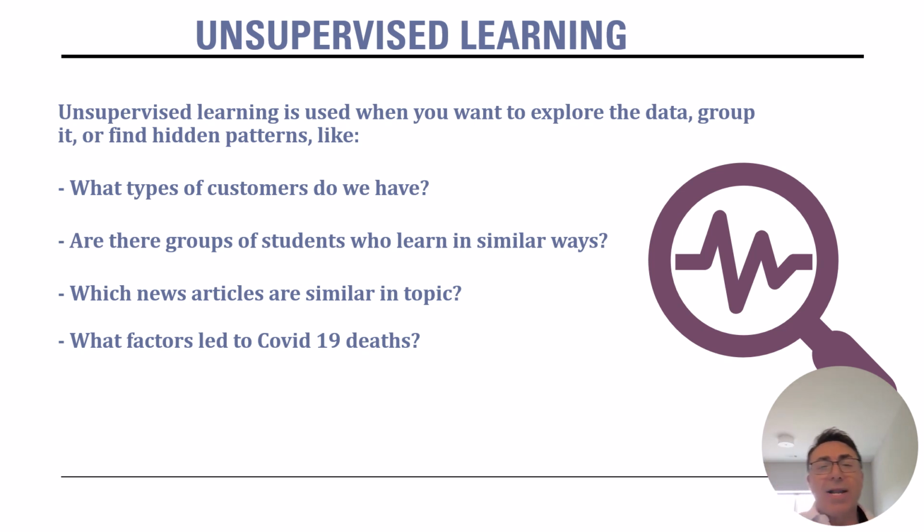Unsupervised learning is used when you want to explore the data and group it and find hidden patterns that you don't know about. We don't know what the classification is. We're not telling it what the classification is. We're hoping that the model will go through the data, cluster it, and we can determine once we see where it clusters, how to classify it. So we're going to have the model help us determine the classifications.